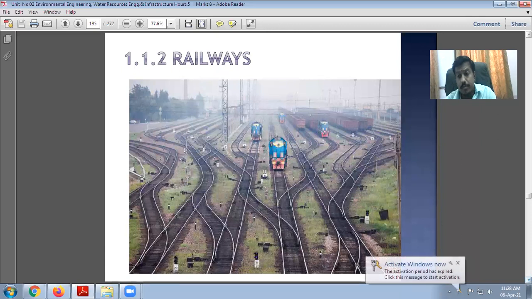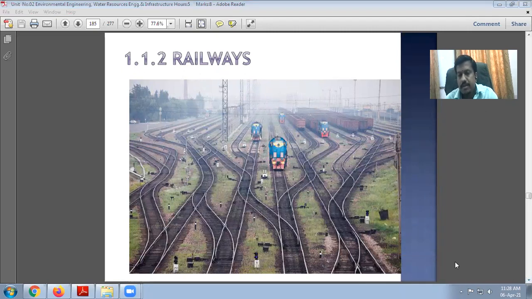In terms of number of platforms, there are more than 20 platforms. CST has more than 25 platforms. So it is the end point, as far as our Maharashtra border is concerned, towards MP, UP, or Jharkhand and other different states, and that is the largest railway station that we have. So railways are the second mode of transportation.